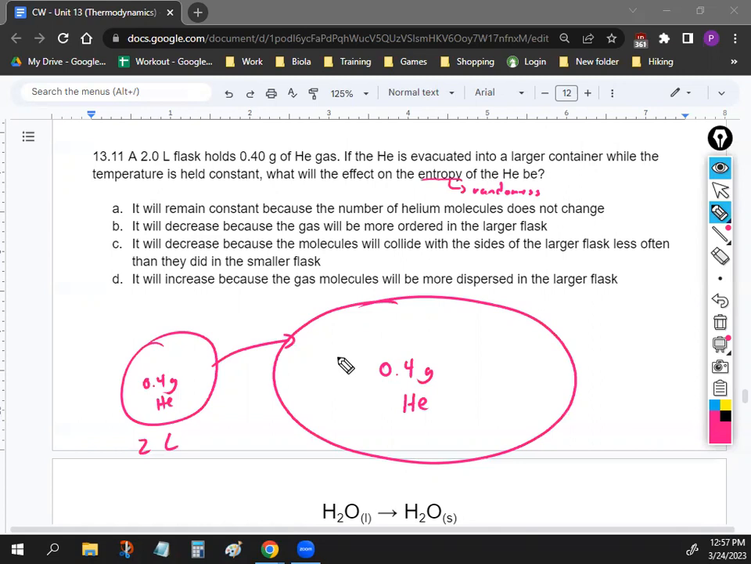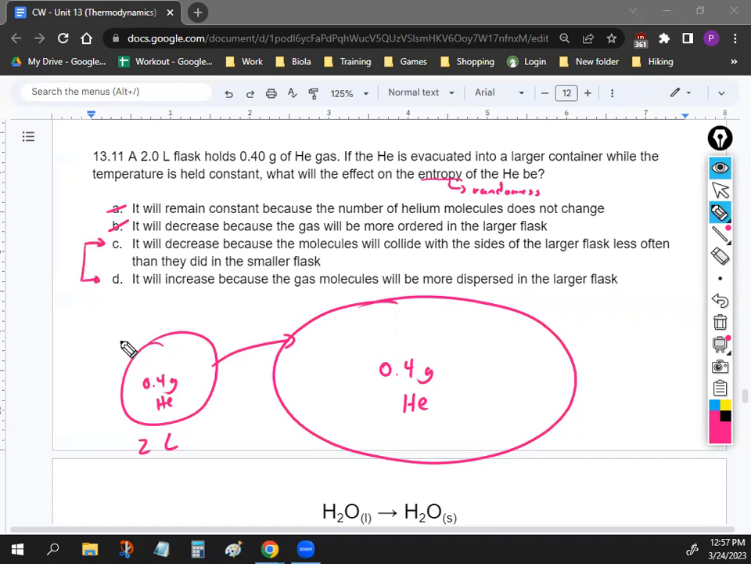okay? So hopefully you knew that it's not going to remain constant, right? Because if you move a gas to another container, obviously it's going to change somewhat. It's going to be either more or less, okay? B does not make sense because if you move something to a larger flask, it's not going to be more ordered, right? Okay. C and D are probably the only ones that really make sense, okay?